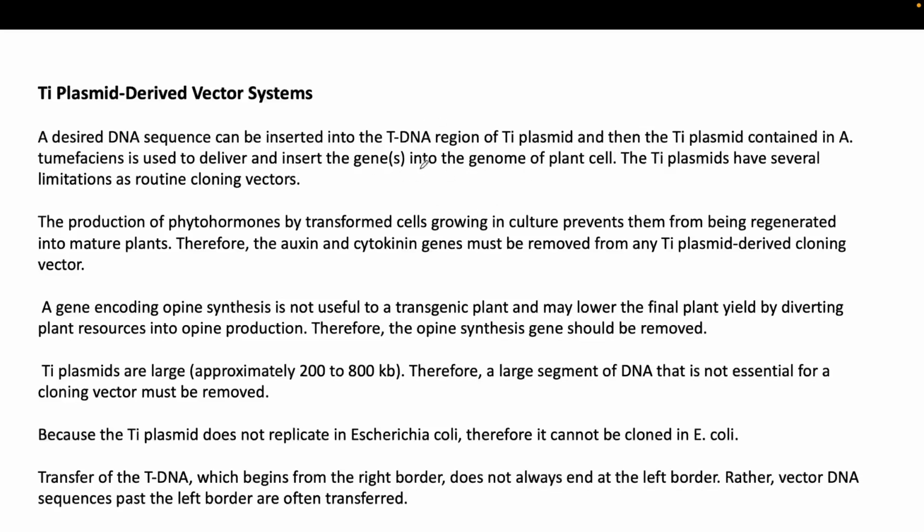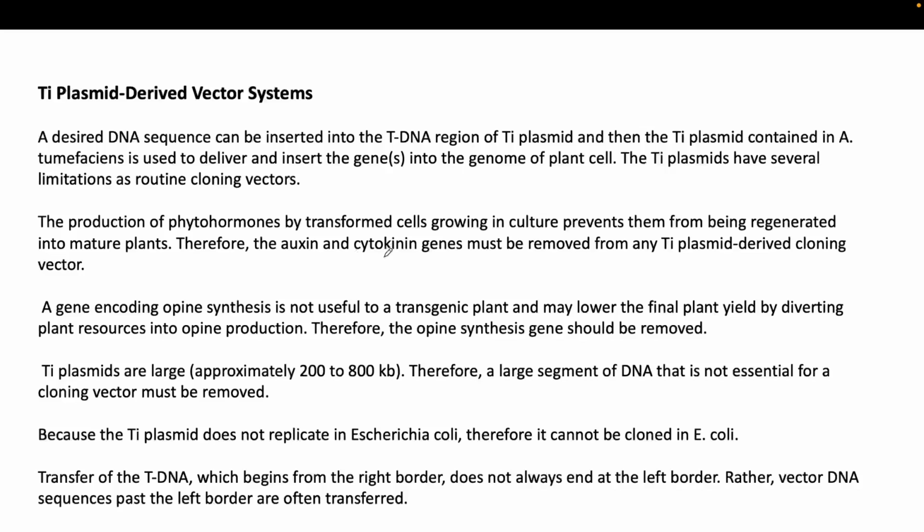But transferring from one cell to another has lots of limitations. As it is using this Ti plasmid, we can't simply transfer our target gene from one cell to another cell. So what are those limitations? The production of phytohormones by the transformed cell growing in culture prevents them from being regenerated into the mature plant. Therefore the auxin and cytokinin genes must be removed from any Ti plasmid derived cloning vector, right.